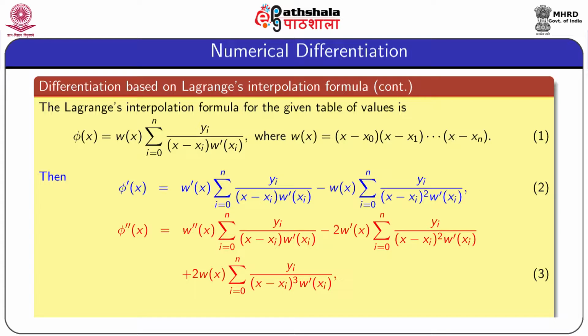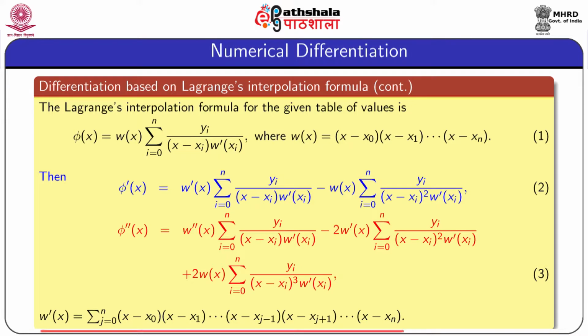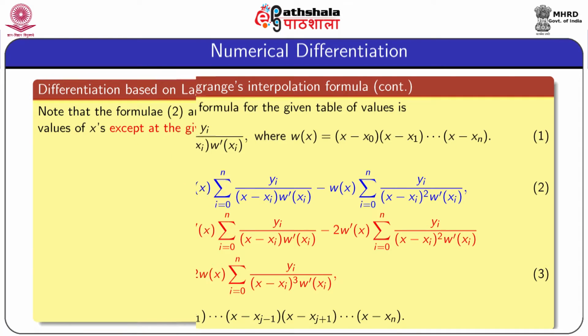Again differentiating equation 2 to get the second derivative of phi, or the approximate second derivative of f, the formula is given by equation 3, where w prime(x) equal to summation over j equal to 0 to n of (x minus x0) into (x minus x1) up to (x minus xj minus 1) into (x minus xj plus 1) up to (x minus xn). So, these two formulas give the first and second derivative of phi(x) as well as the approximate first and second derivative of f.